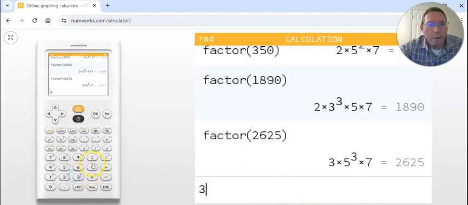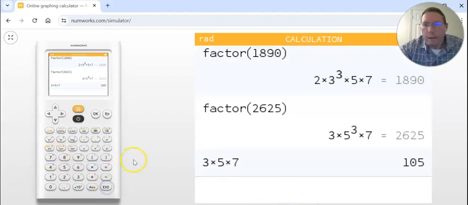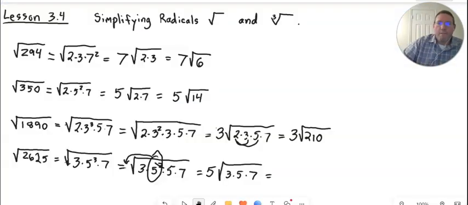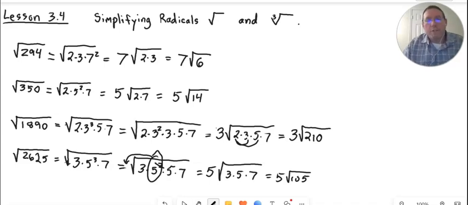So we'll do 3 times 5 times 7, and sure enough, 105. Okay. All right, so we have 5 square root of 105. Okay. All right, now let's just do a few more examples.